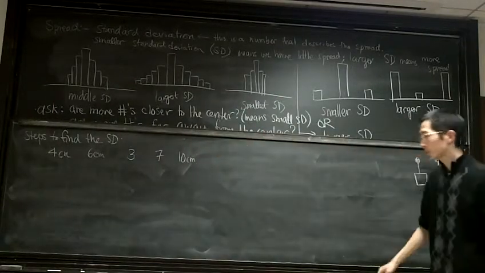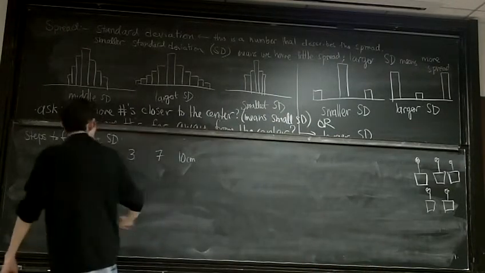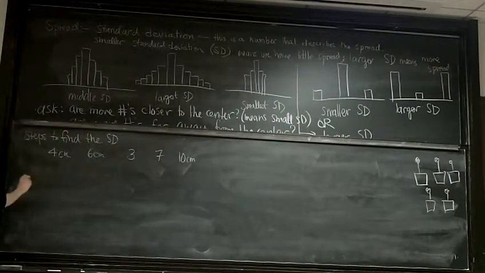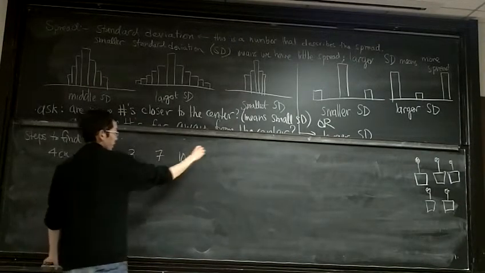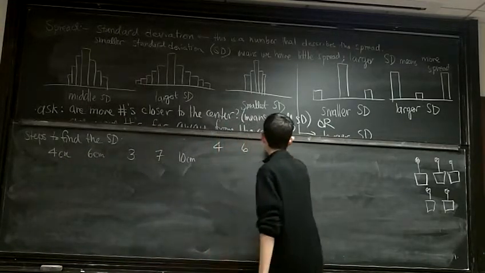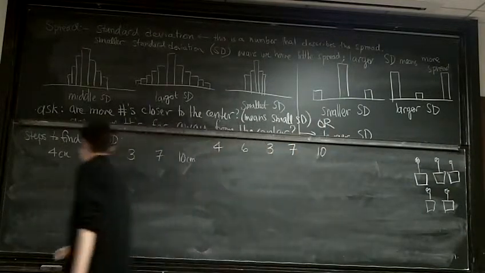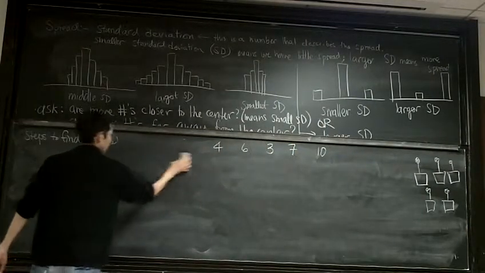So we have 4, 6, 3, 7, and 10. Alright, so the first step, step 1, sorry, I didn't plan my board space correctly. I'm going to just rewrite these same numbers here. I've got 4, 6, 3, 7, and 10.